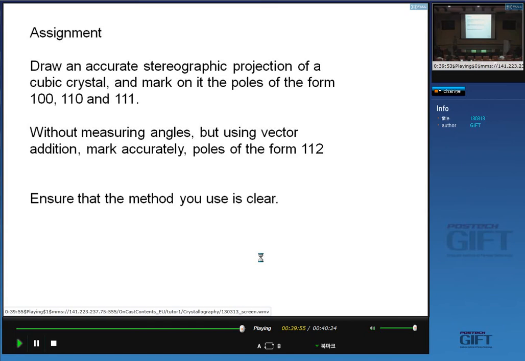Happy with that? So it's a very simple example. The first construction you'll do with a stereogram. Just plot all the poles of the form 112 without measuring angles. So explain how you actually did it. Okay? So a very simple rule is that if you have two vectors defined, then all other vectors in that plane are a linear combination of those two. Okay? Okay, thank you.